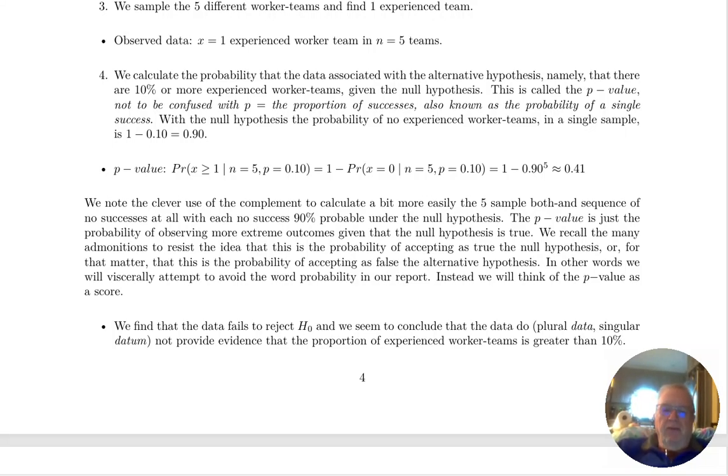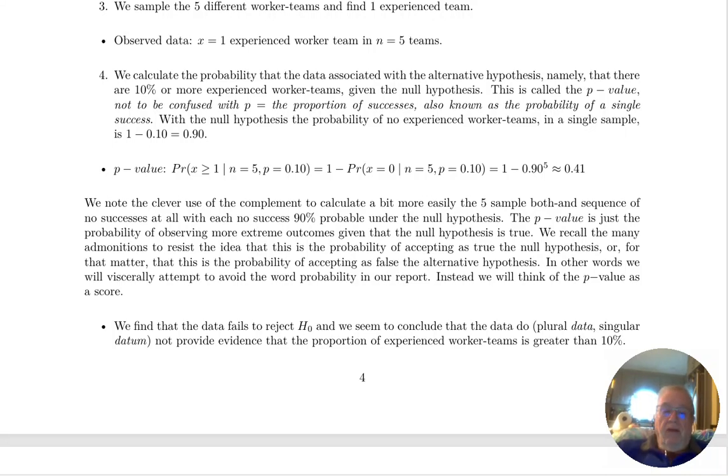The p-value is just the probability of observing more extreme outcomes given the null hypothesis is true, and this is a really important interpretation of the p-value. It's a 41% chance, I guess, if we count the ways, as we have been. Given that the null hypothesis is true, 41 out of 100 different ways, that's a lot. It's almost a coin flip. And that's how people interpret this.